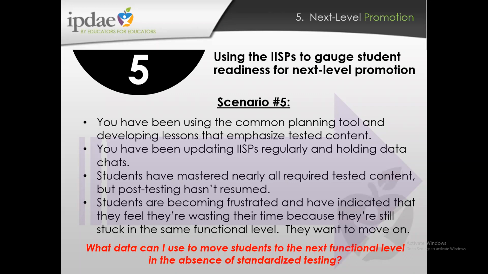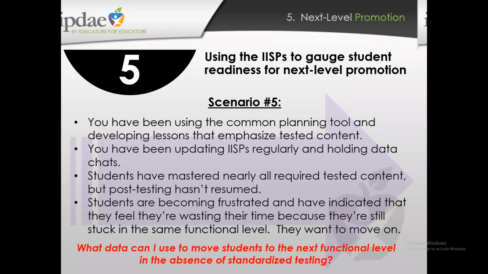But as great as this sounds, it seems to be becoming a problem. Post-testing hasn't yet resumed, so students are not moving to the next functional level. You know that they should be. You know they're ready because you have the proof in their updated IISPs. Is there anything else that you can use in order to justify moving them to the next functional level? Yes, there is. You guessed it. It is their IISPs. Let's take a closer look.